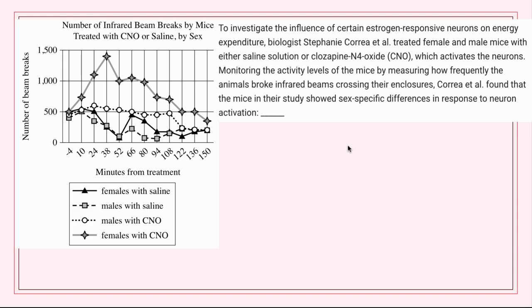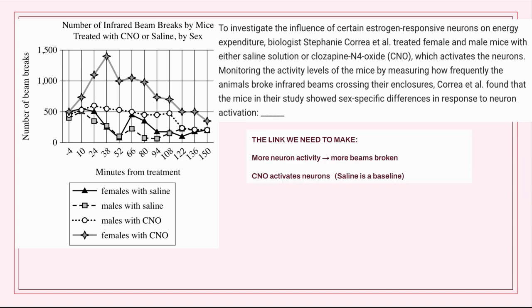So I kind of have to make a link in my head now, because in this graph it doesn't say anything about neuron activation, but it's telling me about beam breaks. So you need to keep in your mind that more neuron activity means more beams broken, okay? And CNO is what activates the neuron. So saline is probably like a baseline. Like they're giving it to both to see what happens normally, and then CNO is the special thing. What happens when we add CNO? But basically, the more beams broken means the more neuron activity there is.